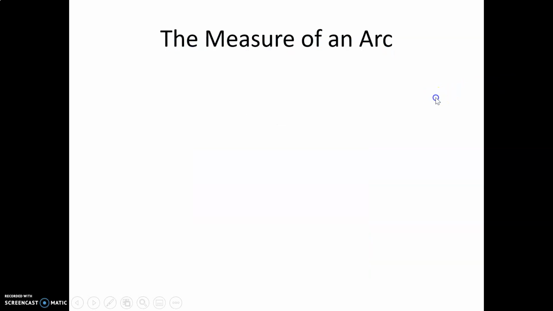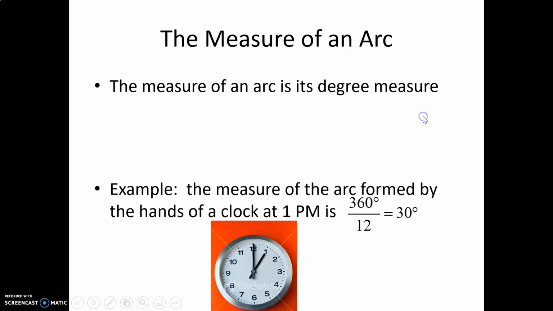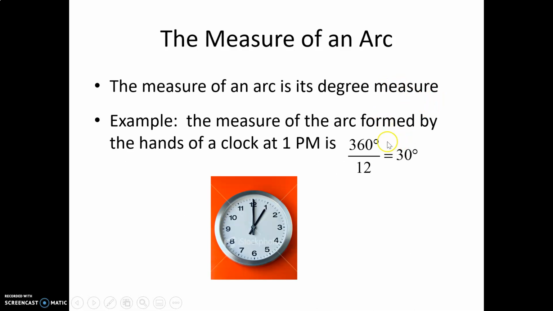So the measure of an arc is its degree measure. For example, the measure of the arc formed by the hands of a clock at 1 o'clock: there are 360 degrees in the whole circle, but broken up into 12 sections. So when I take 360 divided by 12, one of those sections between the numbers is 30 degrees. So it would be 30 degrees as the measure of that arc at 1 o'clock.